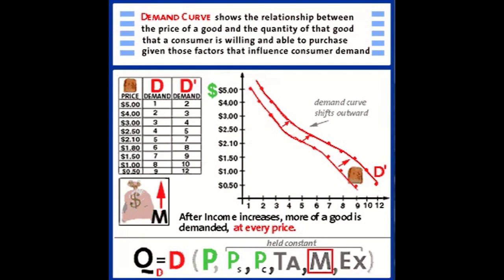The increase in consumer income leads the demand curve to shift outward. It causes an outward shift in the demand curve. That is, the household buys a larger quantity of bread at every price.